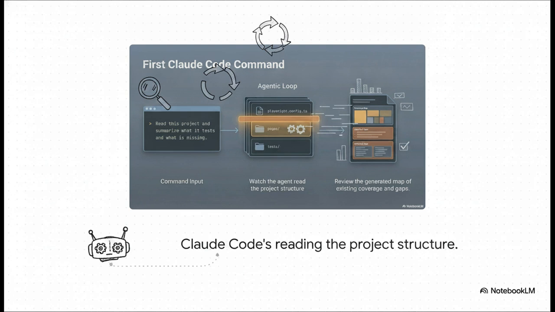Now, you can literally sit back and watch as it independently walks through your files at lightning speed. It reads playwright.config.ts, dives deep into the pages directory, and scans the tests directory. Then, it turns around and generates a comprehensive map of your existing test coverage and explicitly points out your gaps. This right here is your first real taste of true agentic workspace analysis.